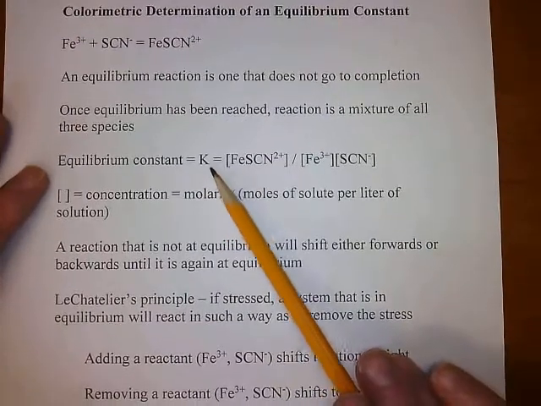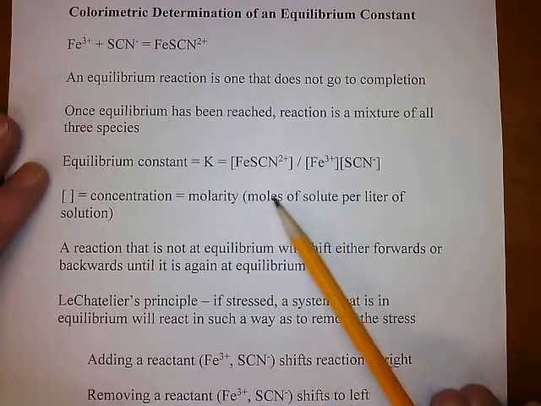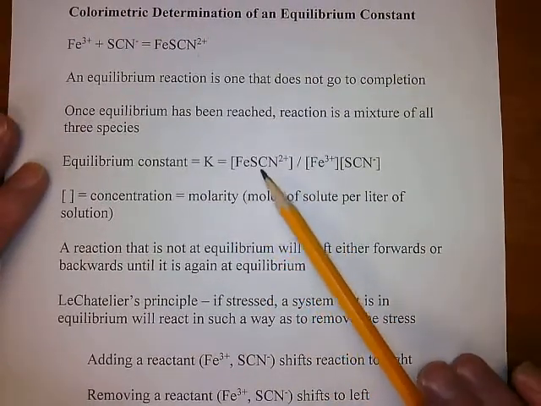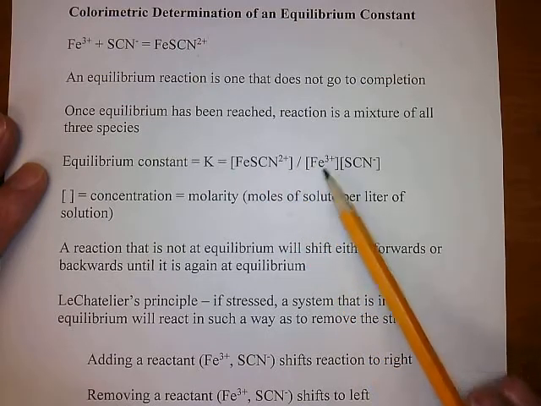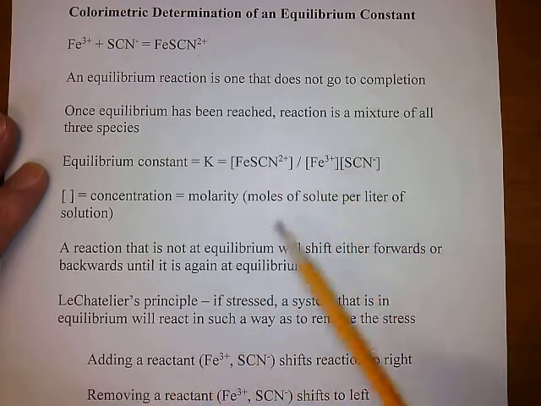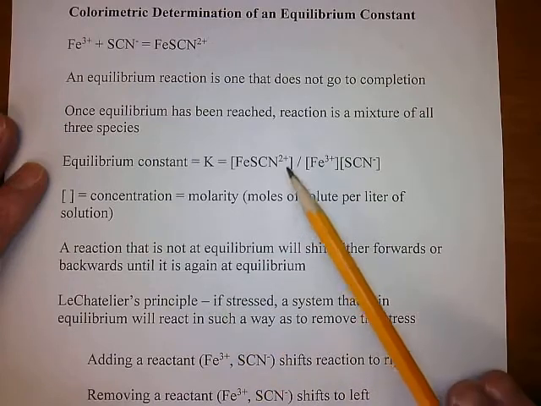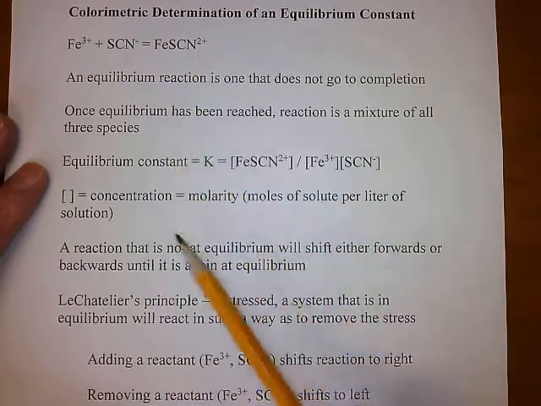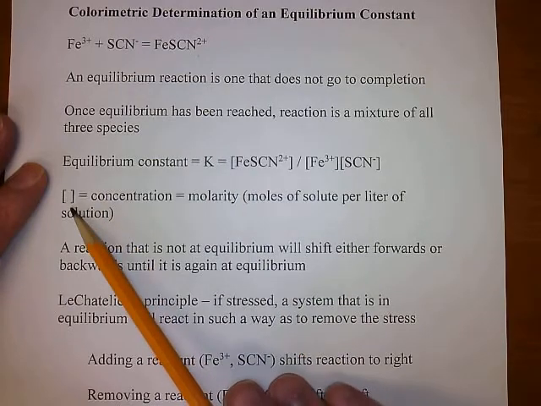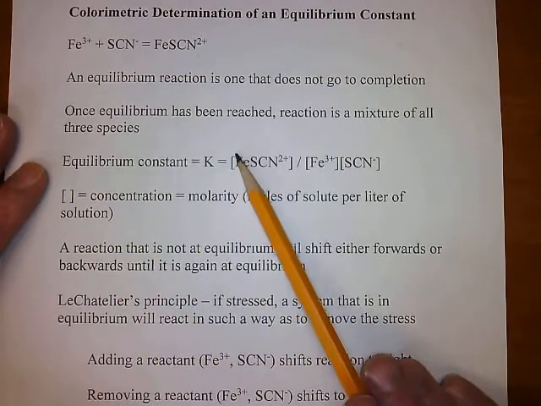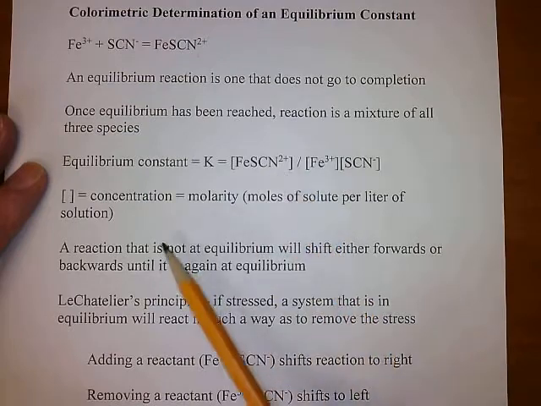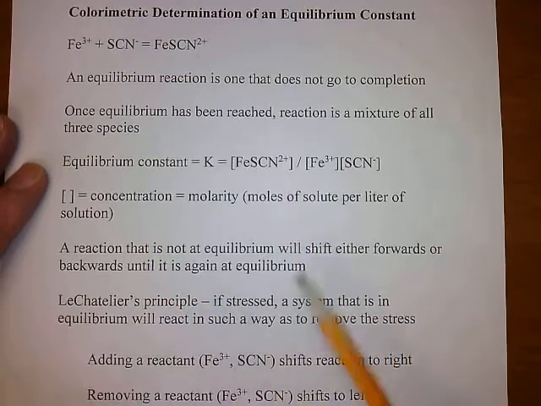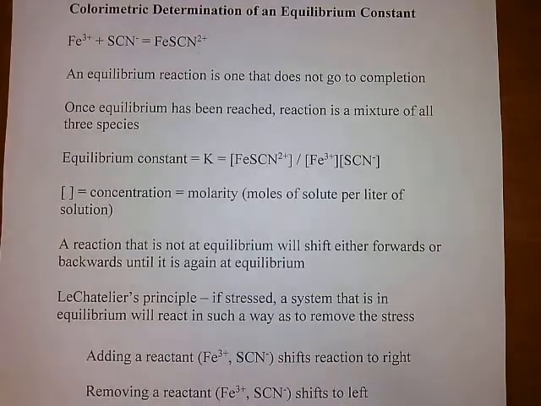Your equilibrium constant is the product of the concentrations of the products divided by the product of the concentrations of the reactants. Products over reactants. Something you may not have seen before is that whenever you see something in brackets like this, that means concentration. Usually that's going to mean molarity, that's moles of solute per liter of solution.